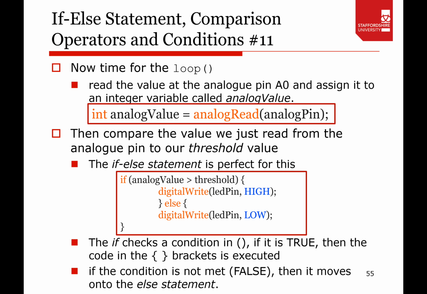Now we've got the loop. Read the value of the analog pin A0 and assign it to integer variable analogValue. Compare the value that we just read from the pin to the threshold value, and then decide whether to write. If it's true, that analogValue is greater than the threshold, turn the LED on. If not, turn the LED off. If it's true, the code within the curly braces is executed, so this curly brace and this curly brace. Otherwise, this curly brace and this curly brace.